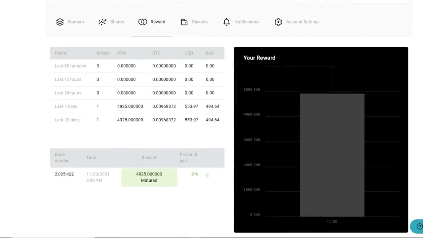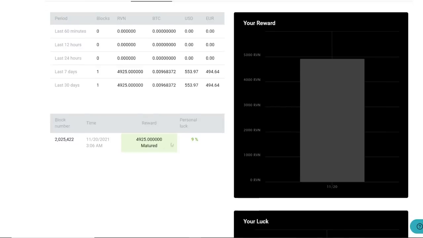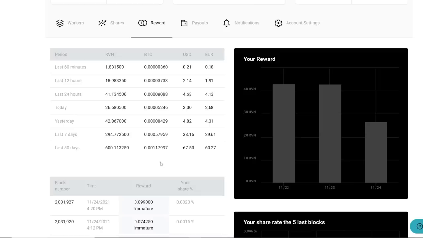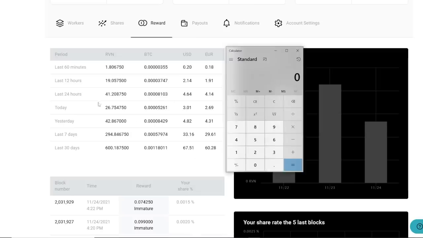And then that's how it shows how long it would take for me to mine 4,925 RavenCoin versus pool mining. So I want to do some math here. So in the last 24 hours, right, I mined about 41 RavenCoin. So how long would it take for me to hit 5,000, right? Just roughly, let's do 5,000 divided by 41.